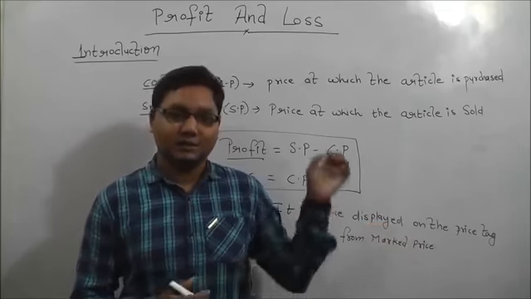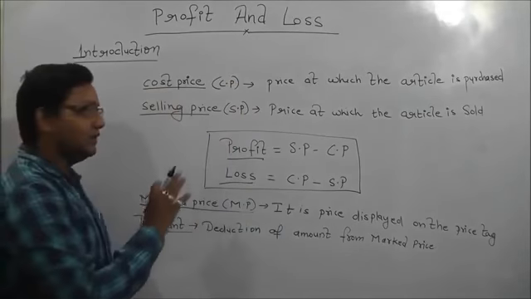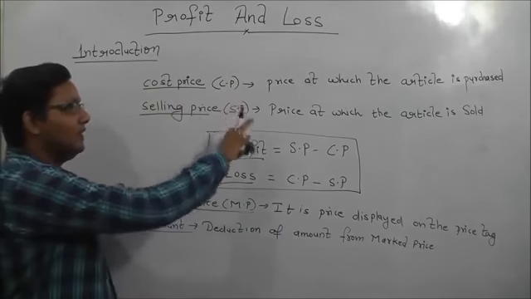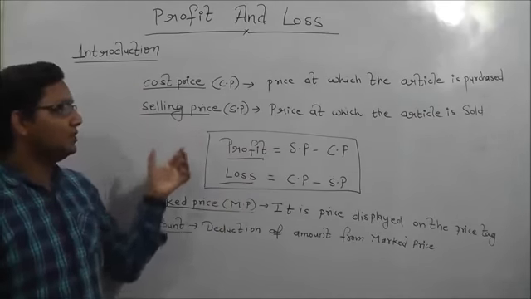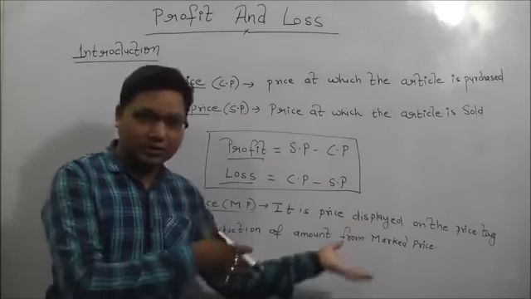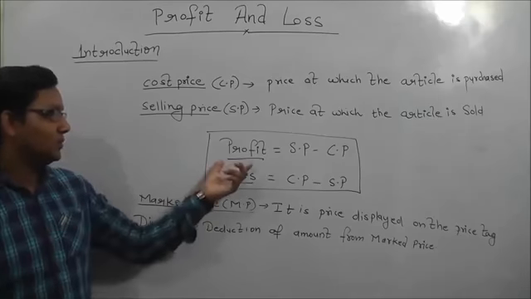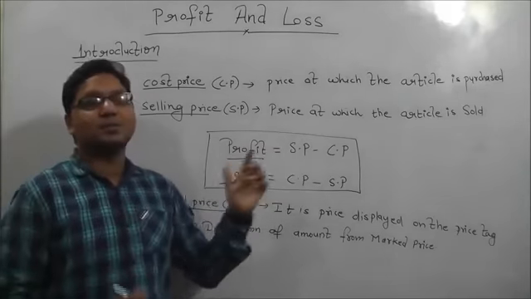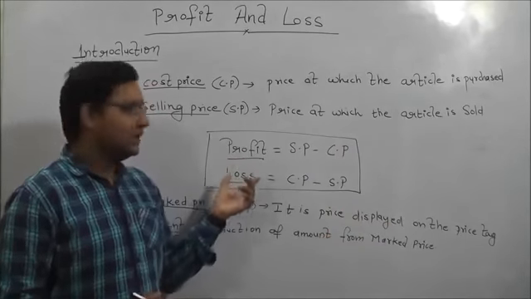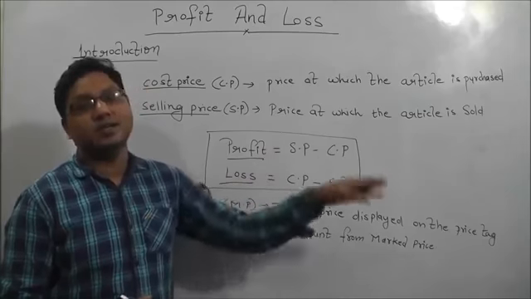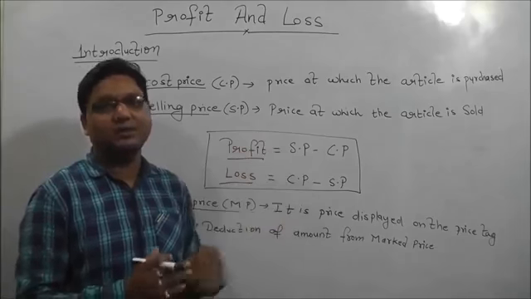Let us see some terms which are used in profit and loss. The first term is cost price, the price at which the article is purchased. Selling price is the price at which the article is sold. Profit is when the selling price is more than the cost price. Loss is when the cost price is more than the selling price. This is the basic thing we have to understand.